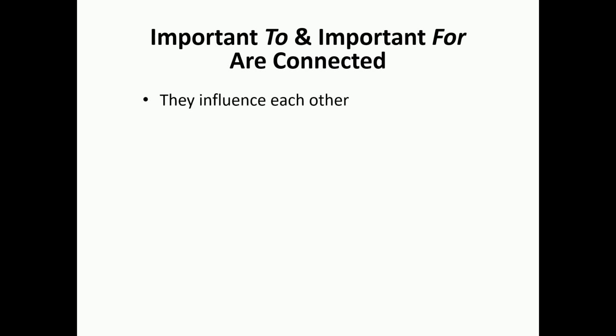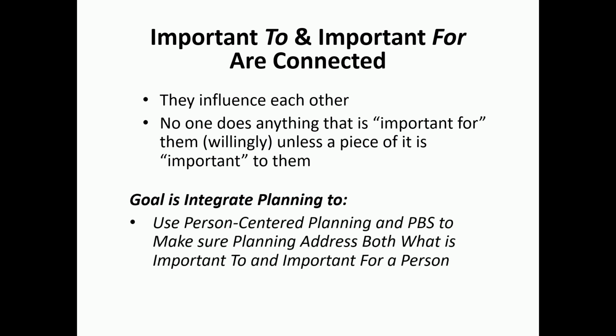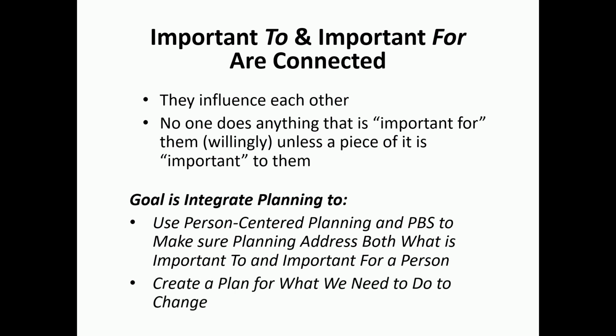So important to and important for are connected. They influence each other. No one does anything that is important for them willingly unless it's a piece of what is important to them. So the goal is to integrate planning, so that person-centered planning and positive behavior supports make sure that the plans address both what is important to and what is important for them. We want to create a plan for what we need to do to make those changes.